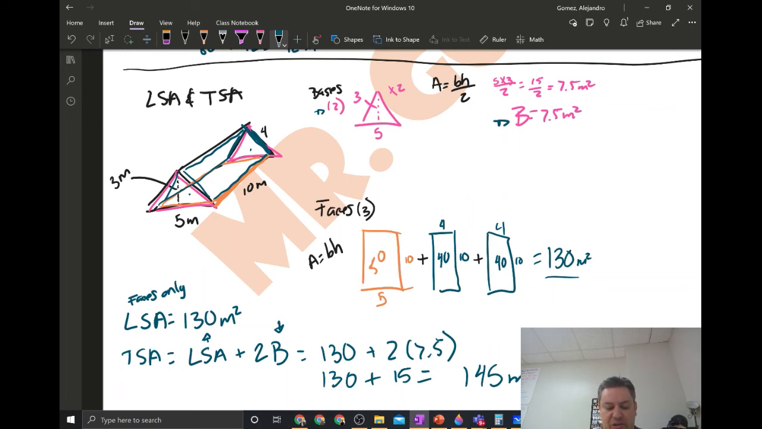Now, if they give it to you like this, as a net, you should be able to find the area for each of the rectangles and the bases, and then add them together, okay? Any questions about triangular prisms?